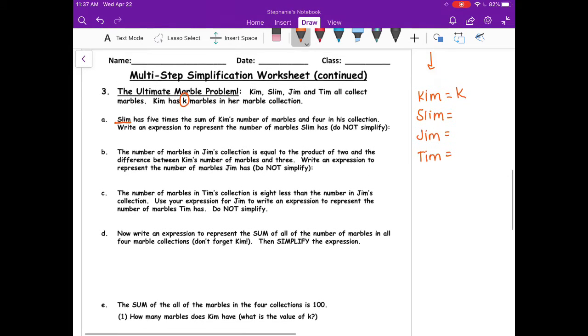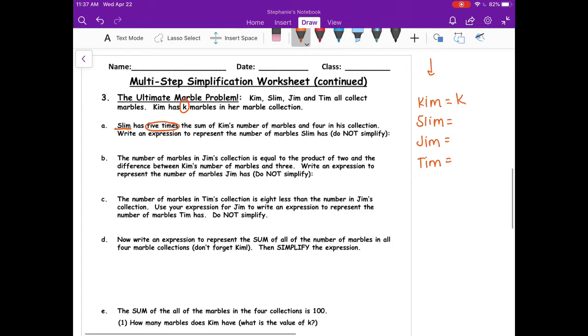Slim has 5 times the sum of Kim's number of marbles and 4 in his collection. Write an expression to represent the number of marbles Slim has. Do not simplify. So I know Slim has 5 times, so 5 times the sum, so that'll be addition of Kim's marbles, K, and 4. So K plus 4. 5 times K plus 4.